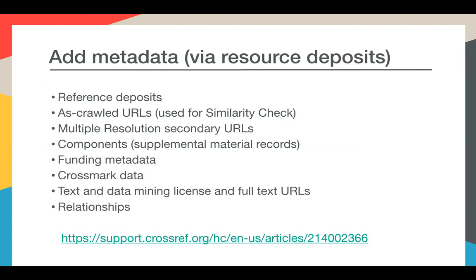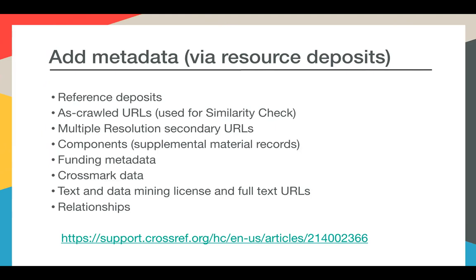So as for types of metadata that you can add to your record, this includes all of the items listed here on this slide. We get a lot of reference lists added to metadata records after they've been initially registered. If you decide that you want to distribute your funding data, information about who's funding your research outputs and what the grant numbers are, that sort of thing, you can include that. You can attach component records. Those are kind of supplemental material metadata records. You can attach those to your journal articles and book chapters.